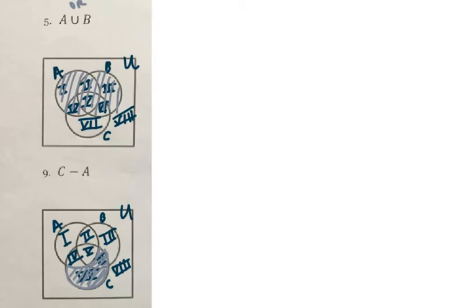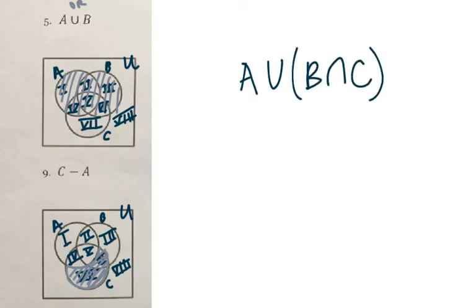The next thing I want to point out is that we're dealing with 3 sets, so it's possible to be dealing with multiple unions and intersections. So for example, you could have A union B intersect C. Okay, so please remember our order of operations.